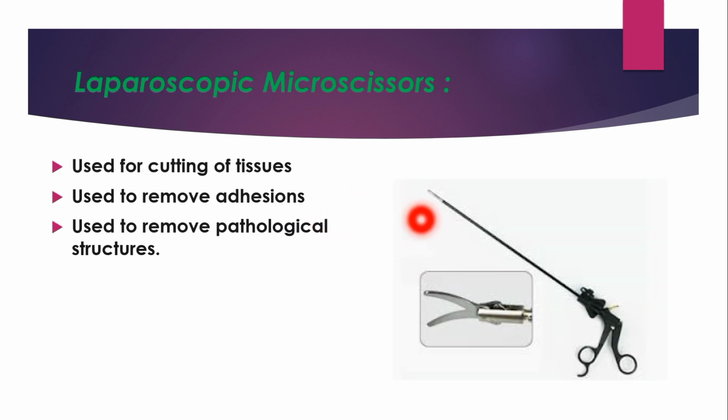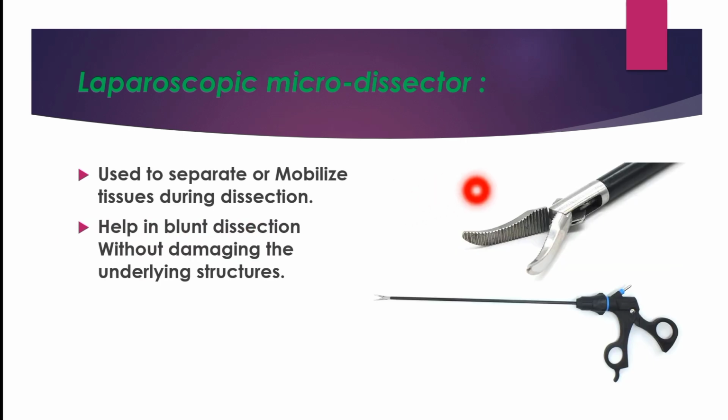And this one is a laparoscopic micro scissor, and this micro scissor is used for cutting the tissue. It is also used to remove adhesions. So it is used for adhesiolysis, and it is also used to remove any pathological structure. This one is a laparoscopic microdissector, and it is used to separate or mobilize the tissue during dissection, and it is also used in helping blunt dissection without damaging the underlying structure.